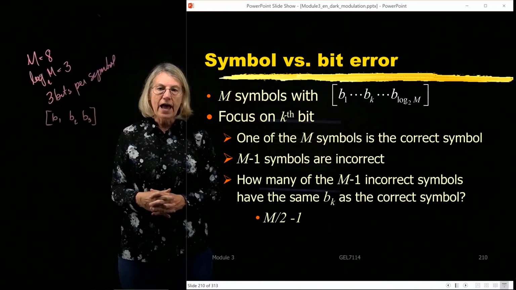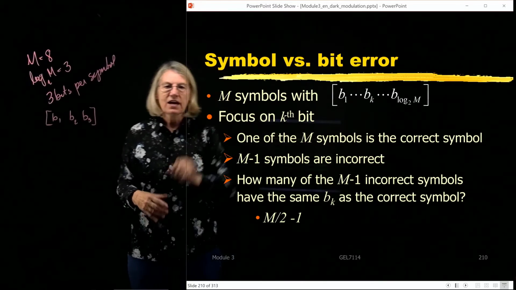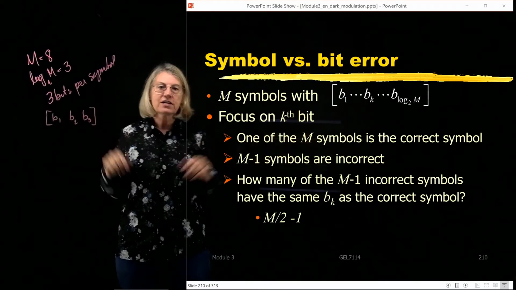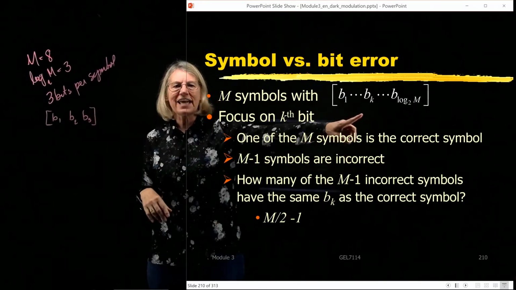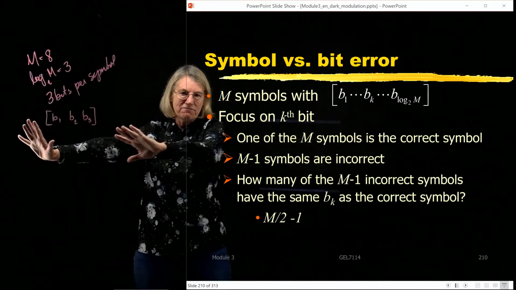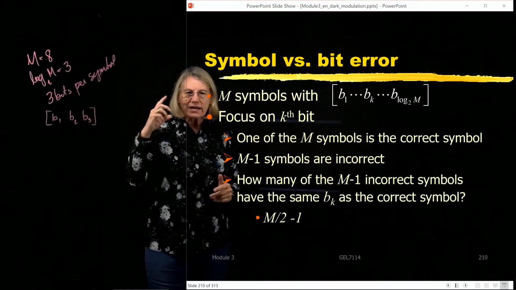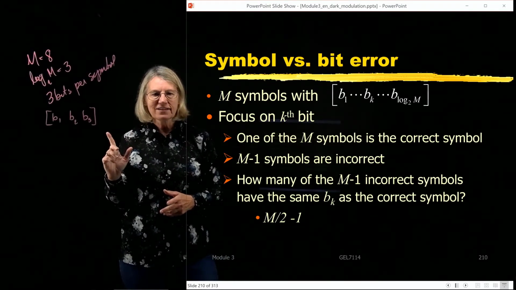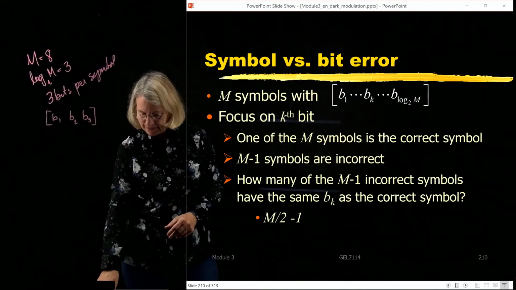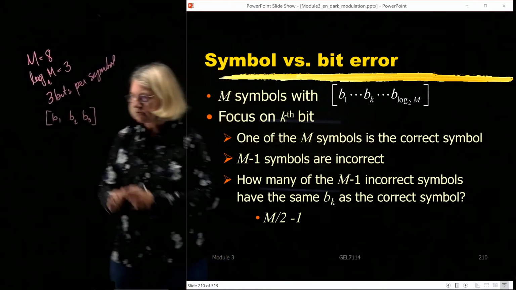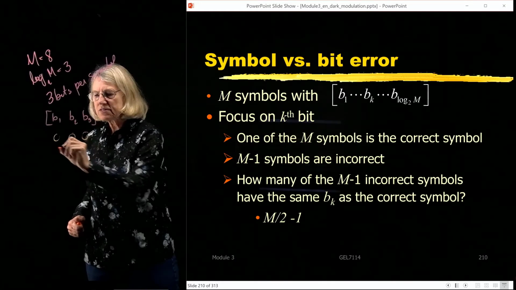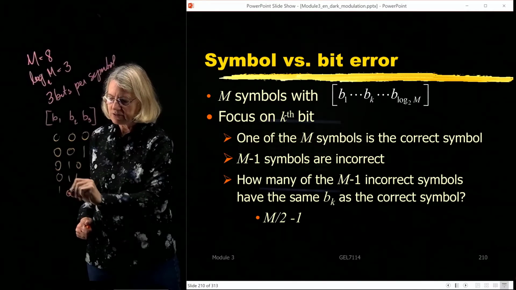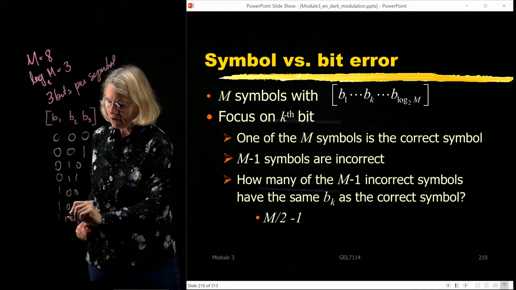So let's look at this general idea: there's a whole bunch of bits, up to log2 M. In this case there's 3, but M could be large, so let's make this general. Let's look at the kth bit, some bit in the middle of this spread of bits. If I look at all the symbols, maybe I should put an example here because it gets confusing. So this could be 000, 001, 010, 011, 100, 101, 110, 111.